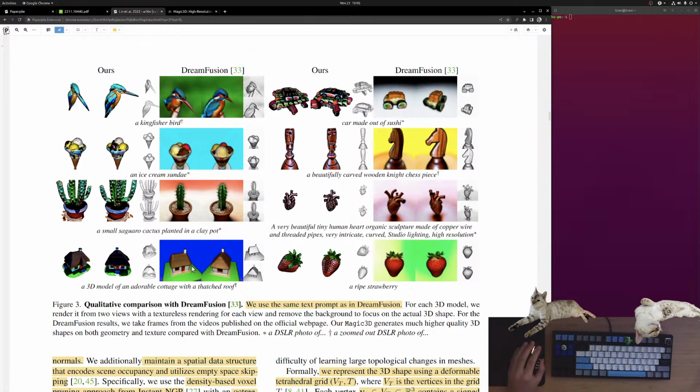So it's kind of hard to say, because Magic3D is being much more ambitious. It's trying to generate much more complicated topography. Like for a small saguaro cactus planted in a pot, I would actually say the DreamFusion one is better because this one just looks terrible. You just have all these little cactus fingers sticking up, and it seems more complicated. I would rather have this one, but it is more impressive that it can generate more complicated things.